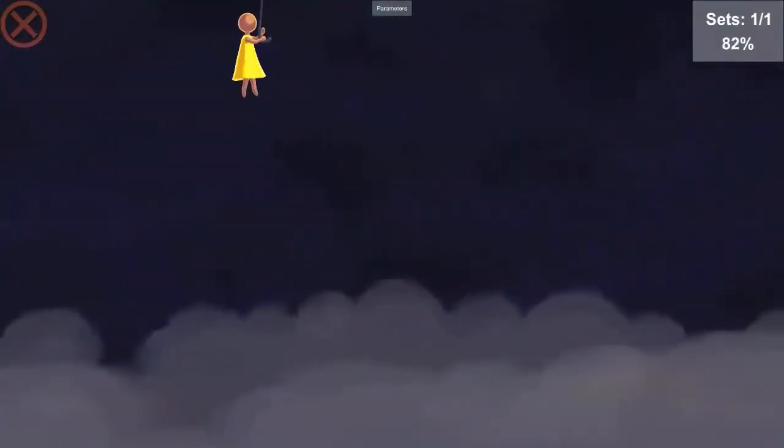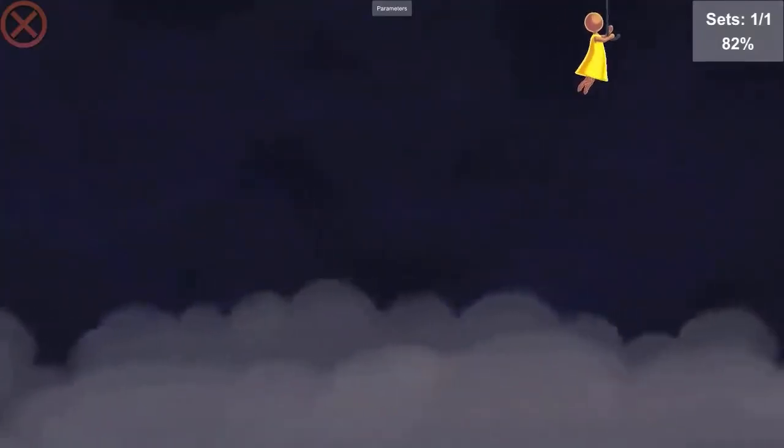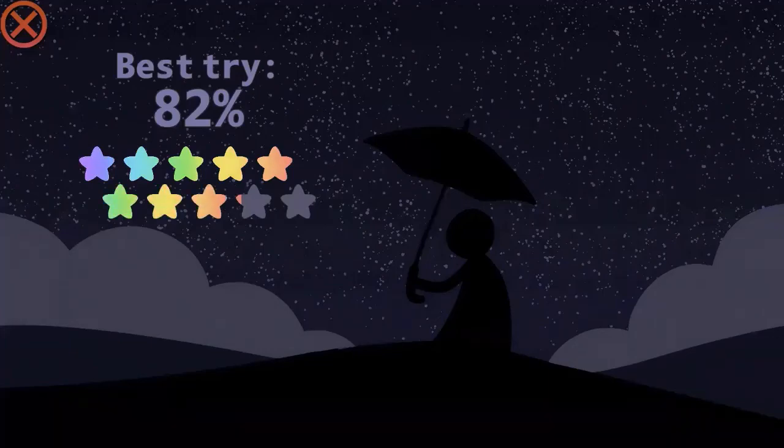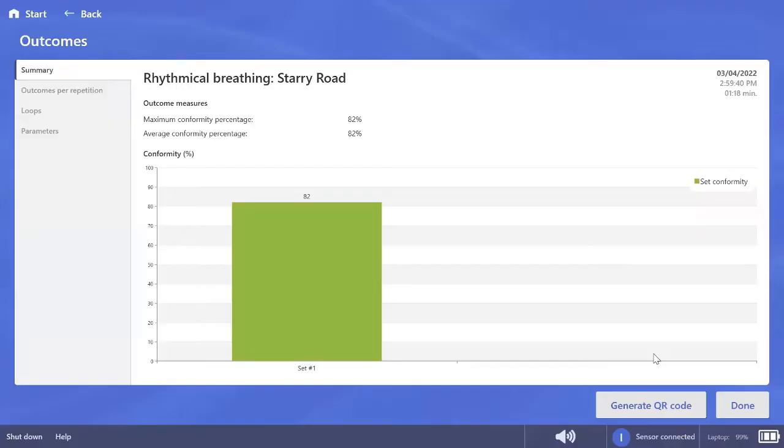And that will provide an actual percentage of conformity for how well we stayed on the path. We see that in the upper right-hand corner. We also see it here and in our outcome measures. So here's that percentage. I started really well. I was at 100% for a while, and then I purposefully showed you what it may look like if the patient gets off the path. So we're at 82% accuracy.